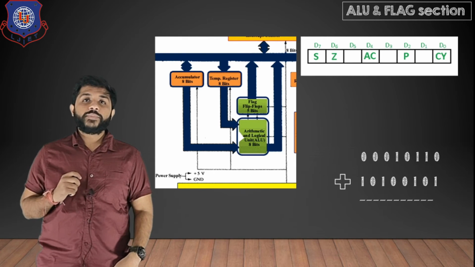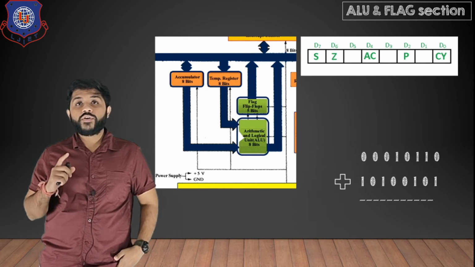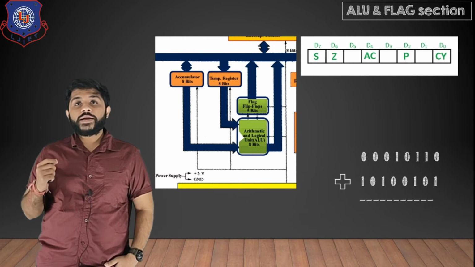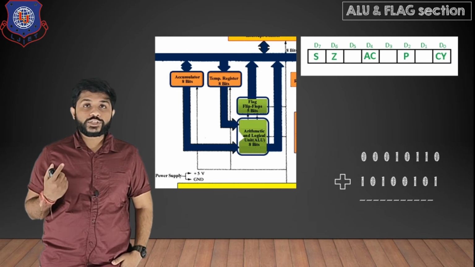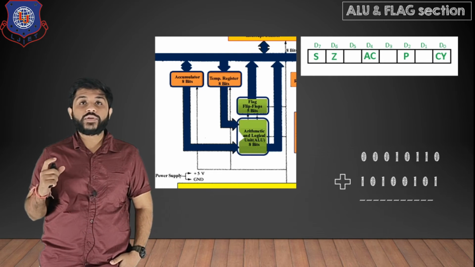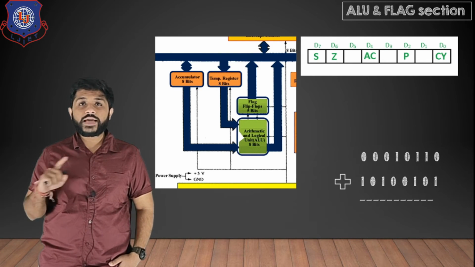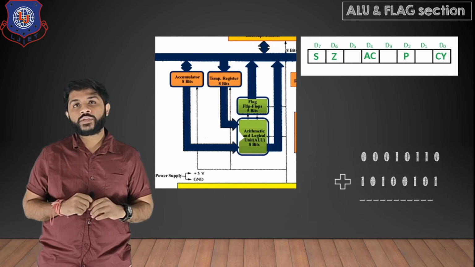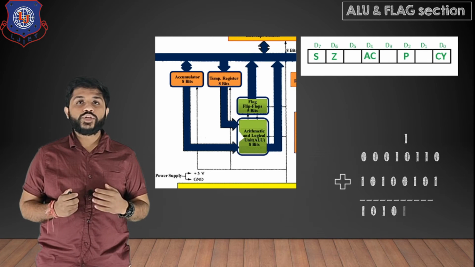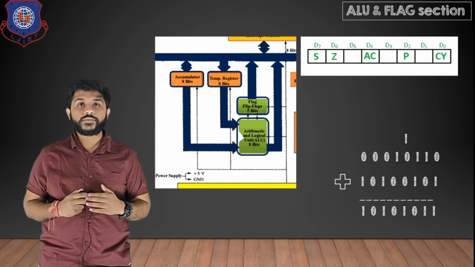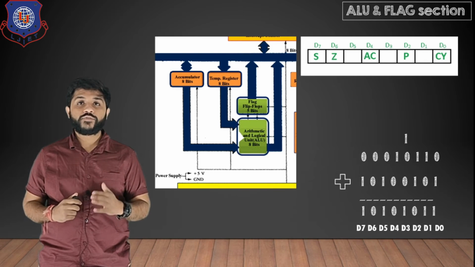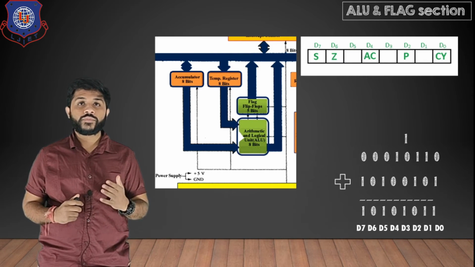Now let's see when these flags will be affected. So this is the example. We are performing the addition of these two 8-bit numbers. When you perform any arithmetic and logical operation, the value of the flags will be affected. So all flags will be affected when you perform any arithmetic and logical operation. Now let's add these numbers and you will get the answer.